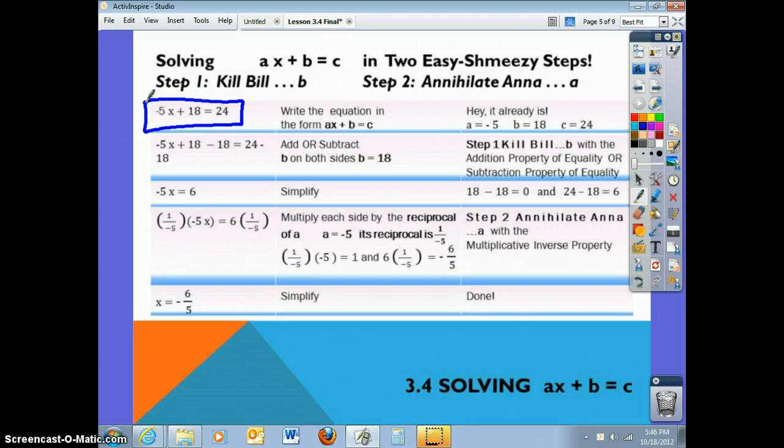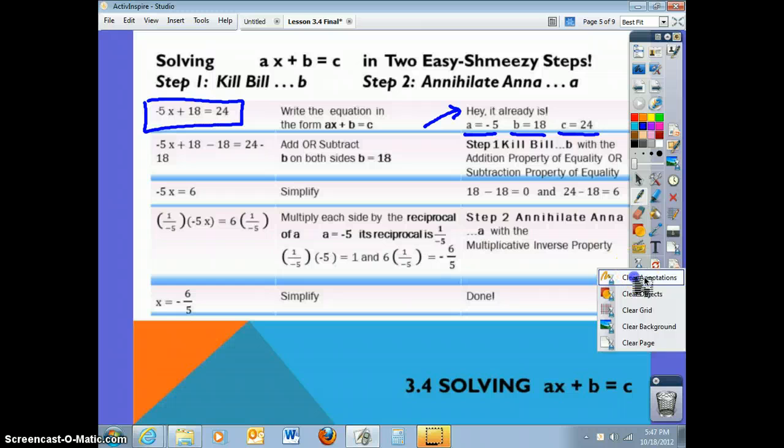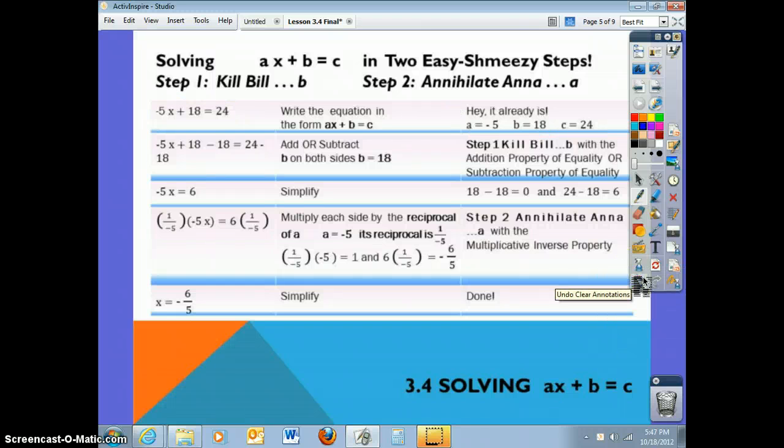negative 5x plus 18 equals 24. That one actually is already in the form of ax plus b equals c. A is negative 5, b is 18, and c is 24. So if it's already in that form, we can start by solving it by getting rid of b, killing Bill, and then getting rid of a, annihilating Anna. So right here, we're going to get rid of b. b is 18.